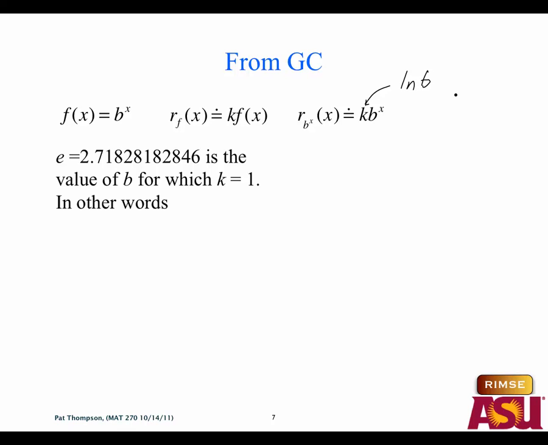That's a b, not a 6. So the natural log of the base ends up being that constant value that you multiply the original function by to get the rate of change. Here's this e. That's the e that gives a k equal to 1.